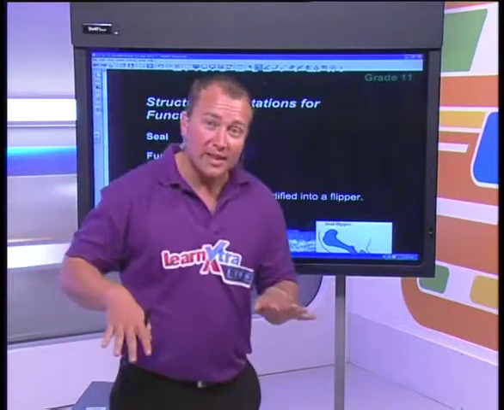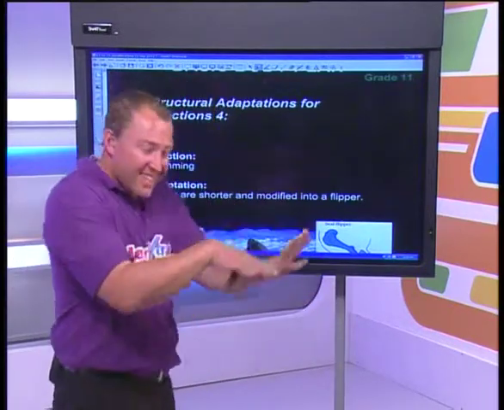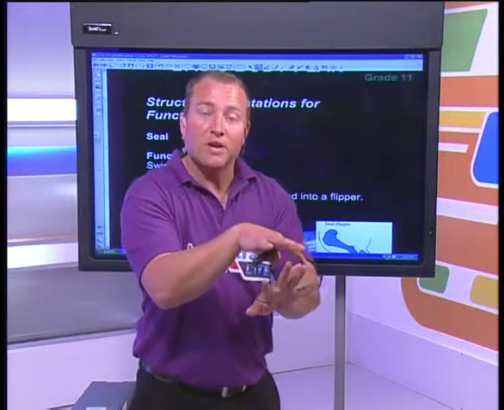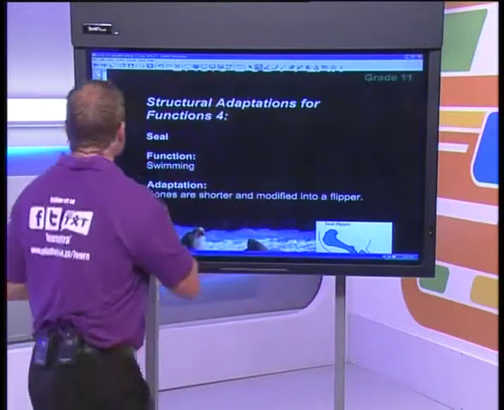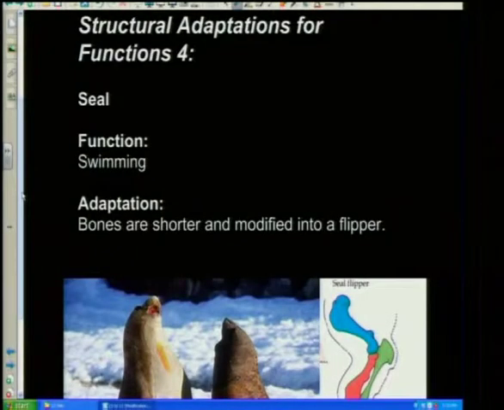Remember, they don't have opposable thumbs. Their fingers are spread out nicely, right? They've got a thick layer between each phalange so that it can actually move and steer through water, right? Their bones are short and modified into a flipper, as I said. Short, because you don't want these long flippers.